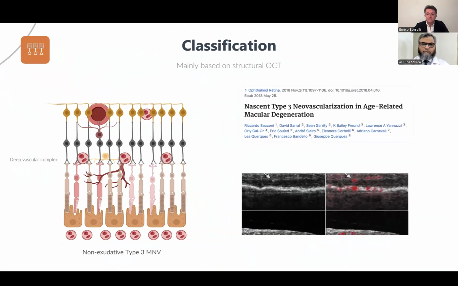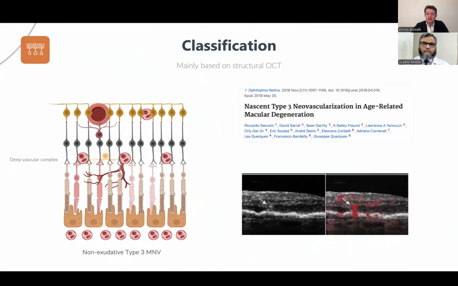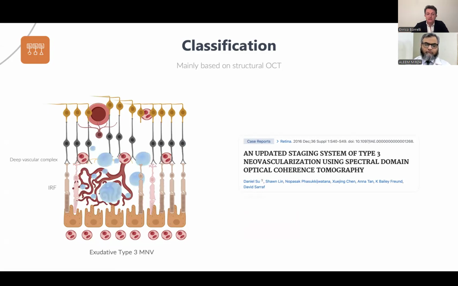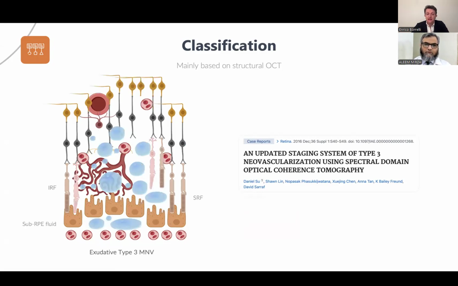These new vessels may grow over time, may exudate, usually in the very beginning of the disease. Intraretinal fluid may be visualized. Intraretinal fluid may increase over time, and finally, patients with type 3 macular neovascularization may also be characterized by the accumulation of subretinal and subarachnoid fluid.